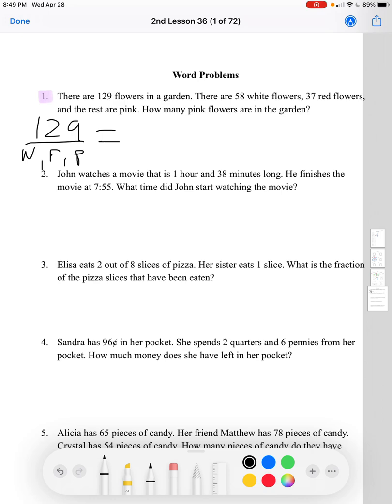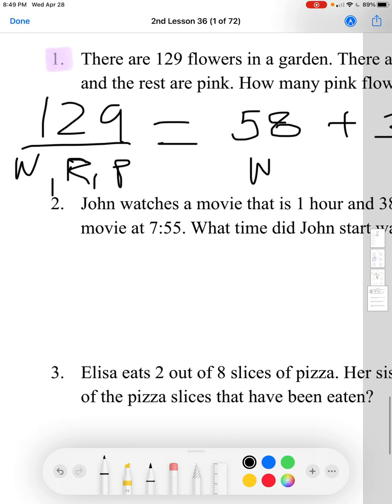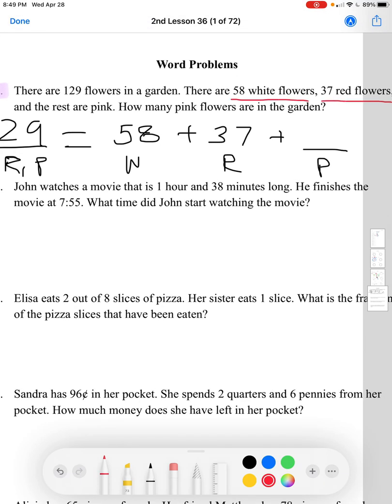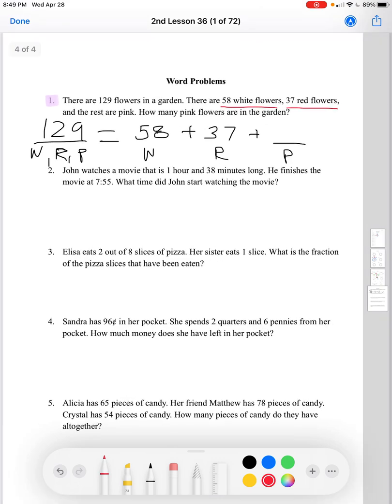And what makes up this 129 is 58 white flowers, and 37 red flowers, and an unknown number of pink flowers. So this makes up the 129. This is the white flowers, this is the red flowers, and these are the pink flowers. So we'll just first add the white and the red flowers up together since we're given that information. 58 and 37, we'll add that together. Then we're going to subtract it from the total, 129.